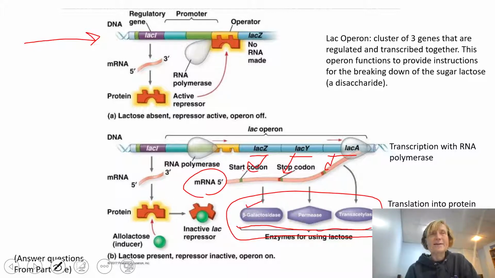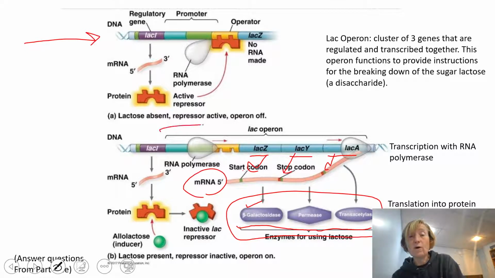When we look at what regulates the turning on or turning off of this operon, or of this cluster of genes, it has some features similar to eukaryotes. It turns out that at the front end of this cluster of genes are the regulator pieces.